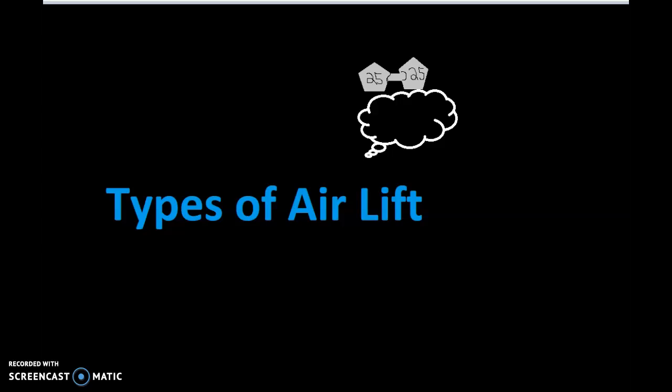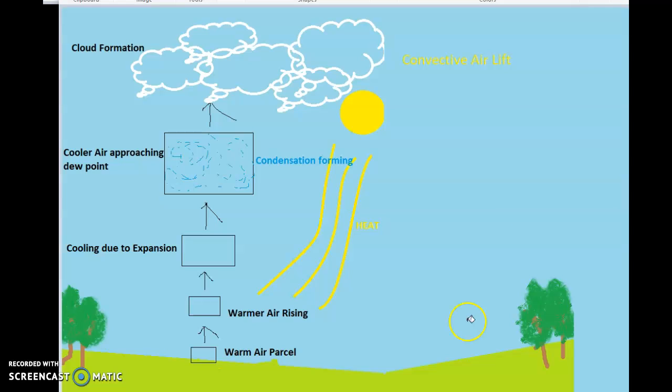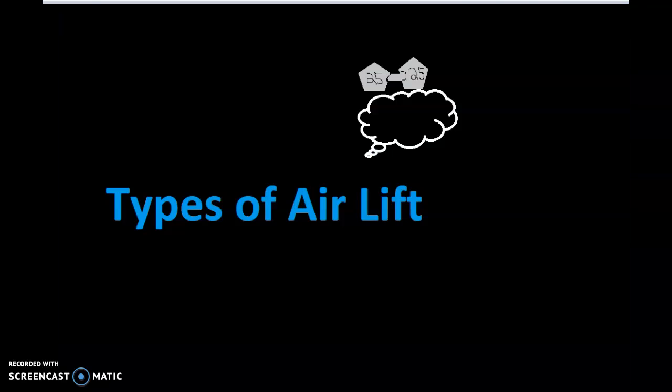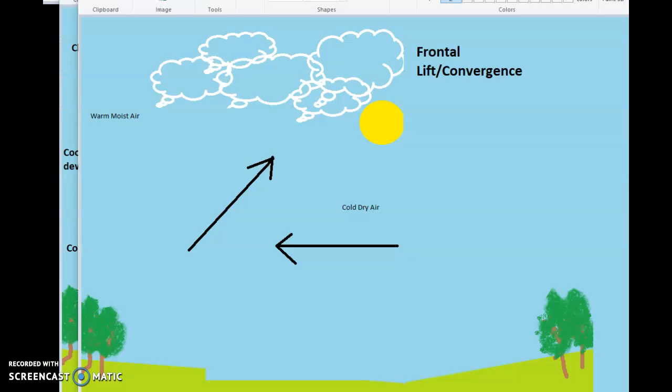So there's different types of airlifting. What we just talked about there would be known as a convective airlift. The Earth gets warm, it causes the air to rise all the way up until it forms a cloud. Well, what's another type of airlifting that can occur? Another type of airlift is called the frontal or convergence lift.